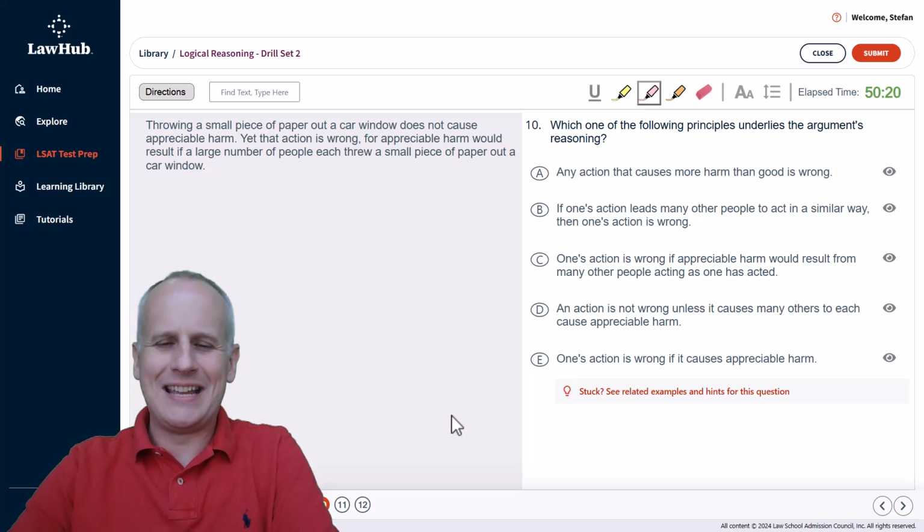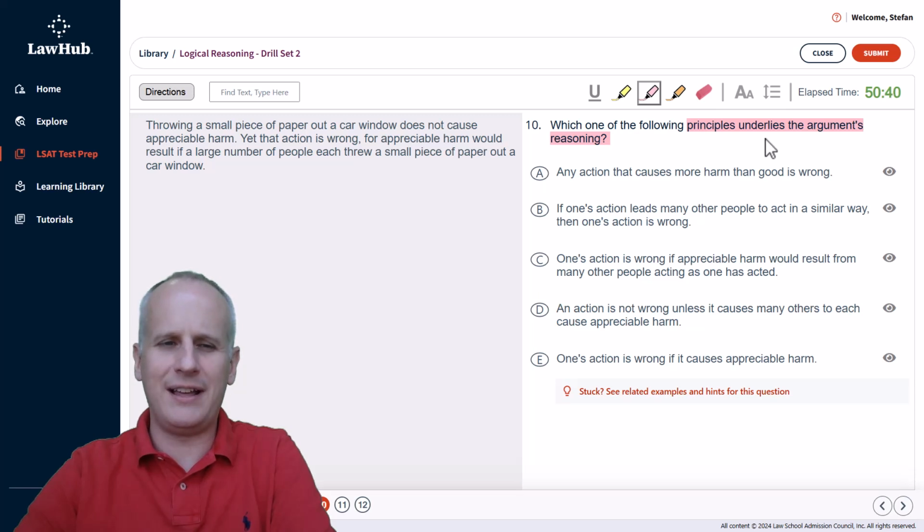We are at question 10 of logical reasoning drill set number 2. And as always, we've got our highlight tool selected, and we're going to go straight to the question stem to identify what the task of this problem is. And we read, which one of the following principles underlies the argument's reasoning? So the principle task is really just a fancy strengthener.